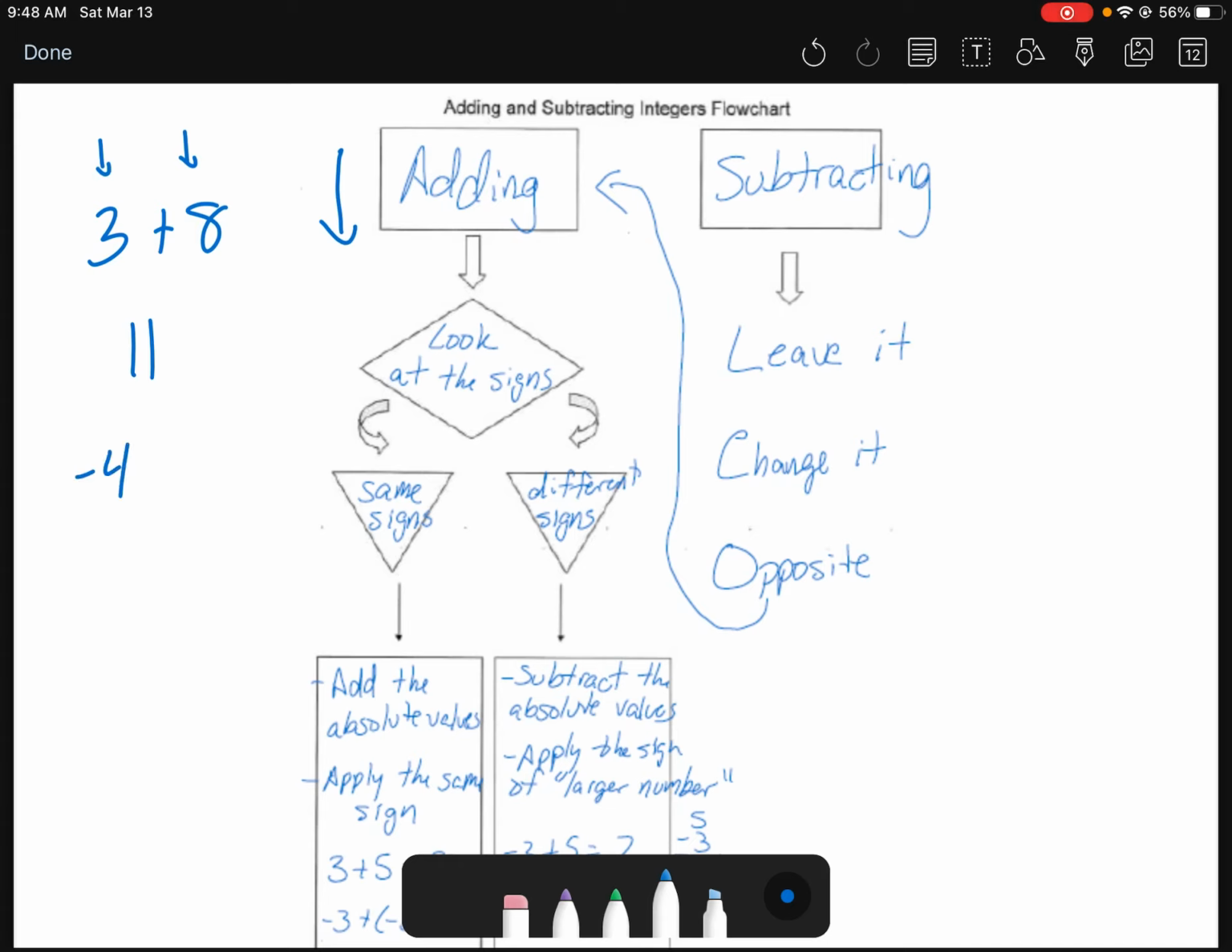Now if I had negative 4 plus negative 5, I'll add together 4 and 5, which is 9. And then because they are both negative, my answer would be negative 9.